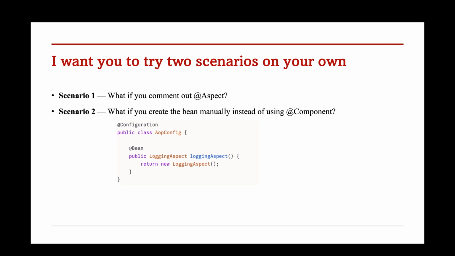Alright, now it is your turn. I want you to try 2 scenarios on your own. These are not just exercises, they will deepen your understanding of how AOP works under the hood. Scenario 1. What if you comment out @Aspect? Scenario 2. What if you create the bean manually instead of using @Component? Will AOP still work? Will the advice fire? Try both. Observe the results. Drop your findings in the comments. I would love to see what you discover.